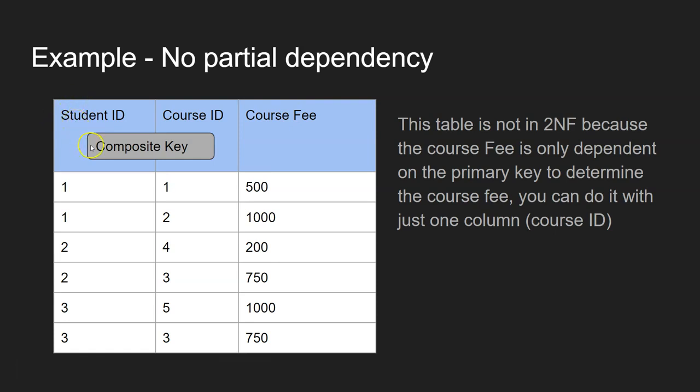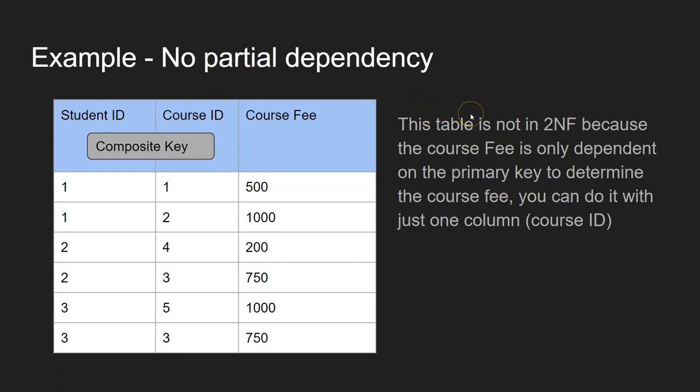Now, it's important to note that the course fee is not dependent on the student ID, and the student ID forms part of this composite key of student ID and course ID. So this is the composite key, but this bit is only dependent on that bit, and it's not dependent on that bit. And that's where you get this partial bit. It is dependent on this part of the composite key, but it's not dependent on this part of the composite key. So that's where we get the partial part of it.